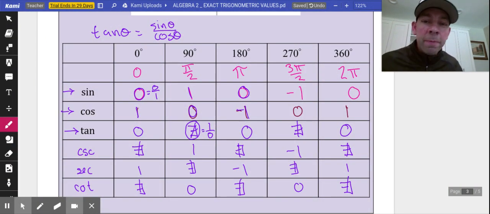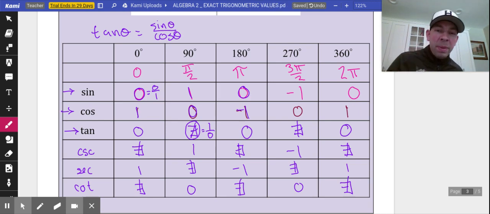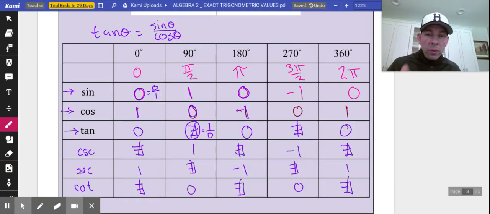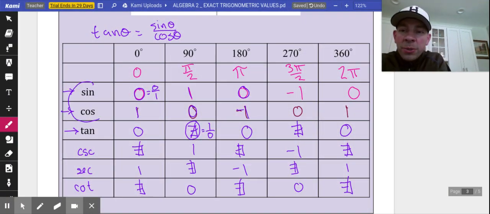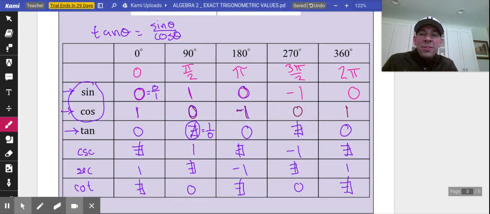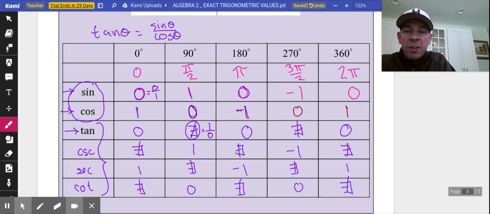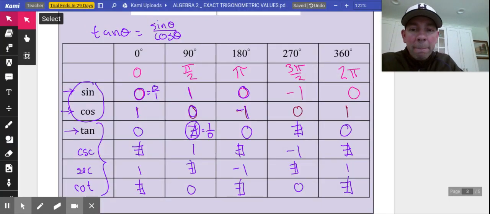So that's pretty weird. Now, this is a sneak peek, a little ninja trick here. All those undefineds we just wrote, those are going to show up as vertical asymptotes when we graph each of those functions. So you'll notice sine and cosine, they're always defined, so they won't have any vertical asymptotes. But these other 4 functions all have a variety of vertical asymptotes as you graph them.